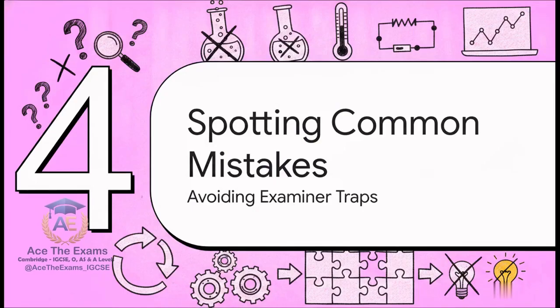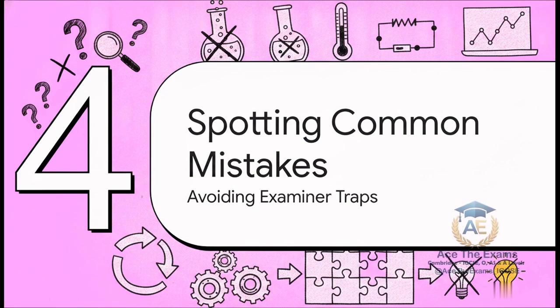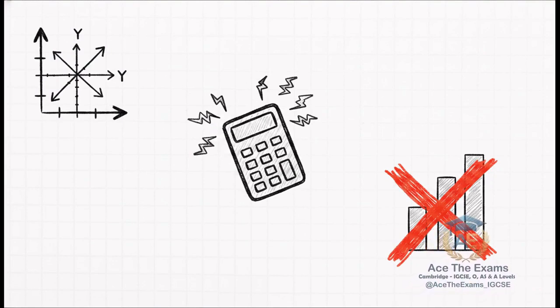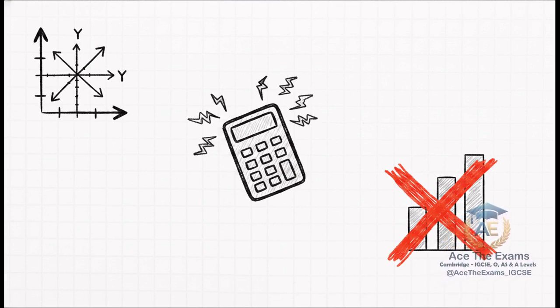Which brings us to Section 4, Spotting Common Student Mistakes, Avoiding the Examiner's Traps. Let's see how this builds into the exact mistakes examiners see over and over again. These are the hidden traps just waiting for you. Missing units on calculations? That's an instant, totally unnecessary penalty. Rounding numbers way too early in your working out? That totally ruins your final answer because of compounding errors.